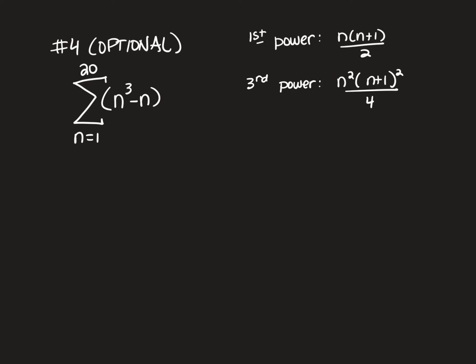Right, so here we have our first optional problem. To do this one, you're going to need to split it up into two parts, because really what we're seeing here is we have a cubed part, which we'll use the third power for, and then we have a linear part, or first power, and we'll have to split it up into two different sums.